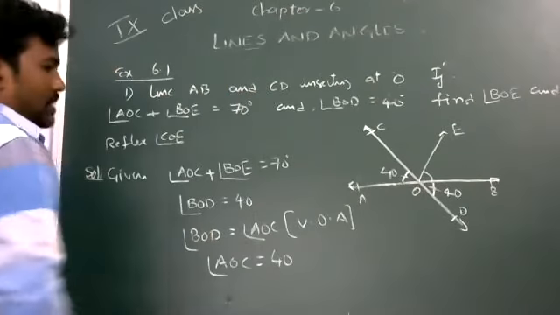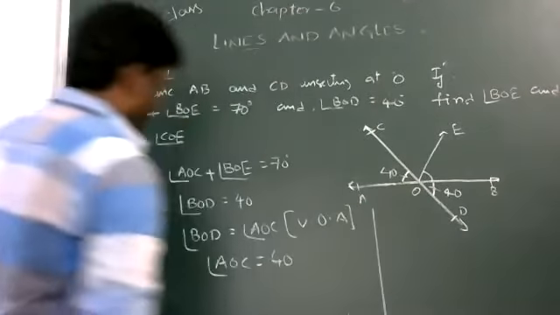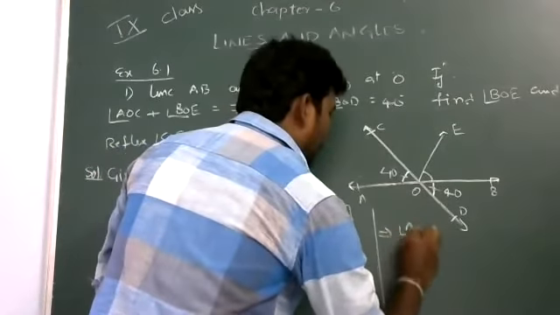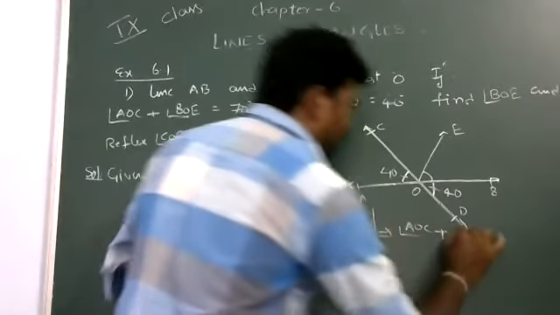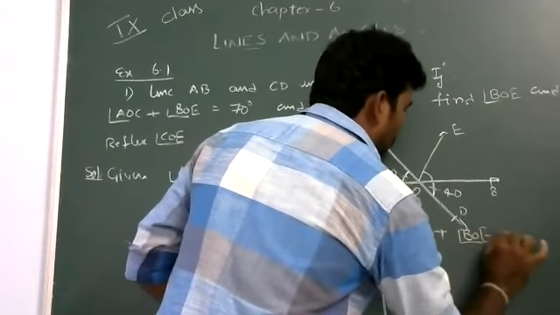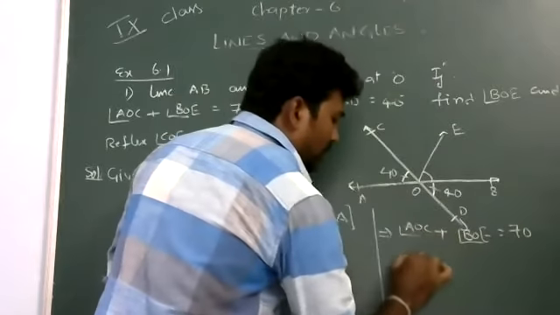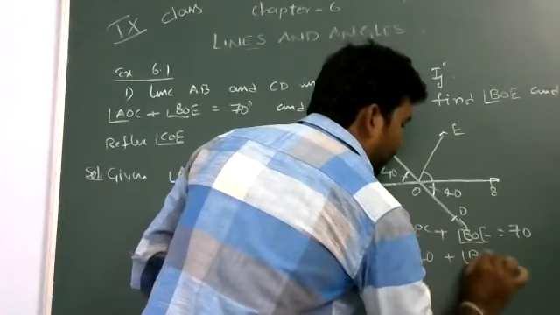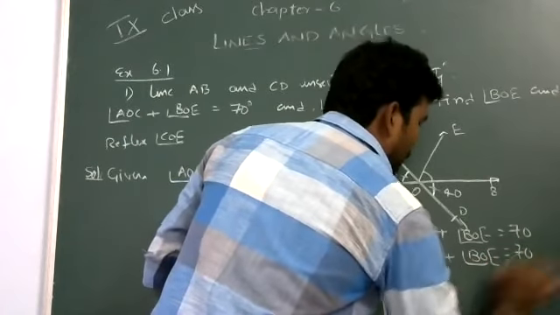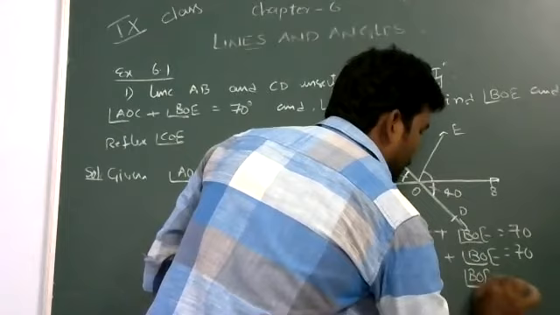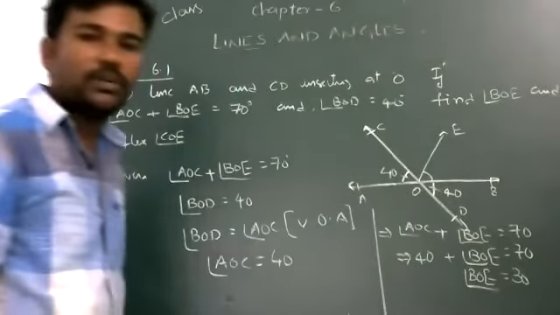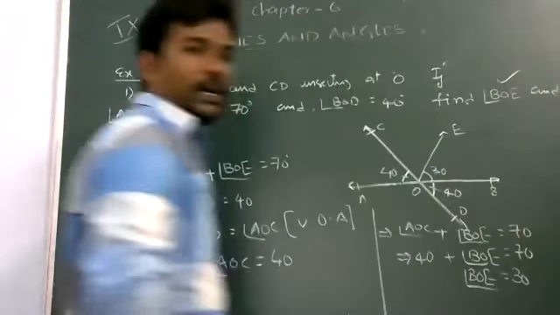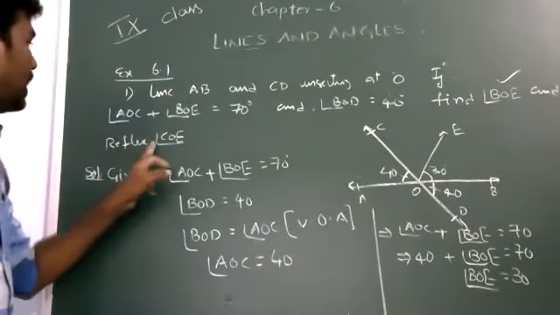Now comes the next answer. Angle AOC plus angle BOE is equal to 70 degrees. What about this one? This one is 40 degrees, so 40 degrees plus angle BOE is equal to 70. So angle BOE is equal to 30 degrees. Is it clear? This one is 30 degrees. So this one is completed. And here you find the reflex angle of COE.